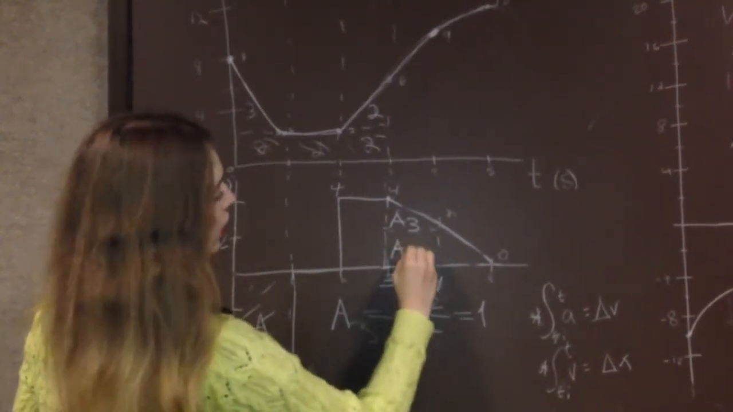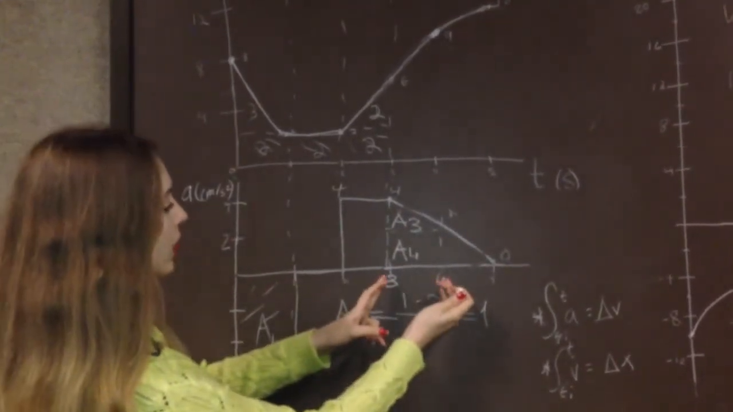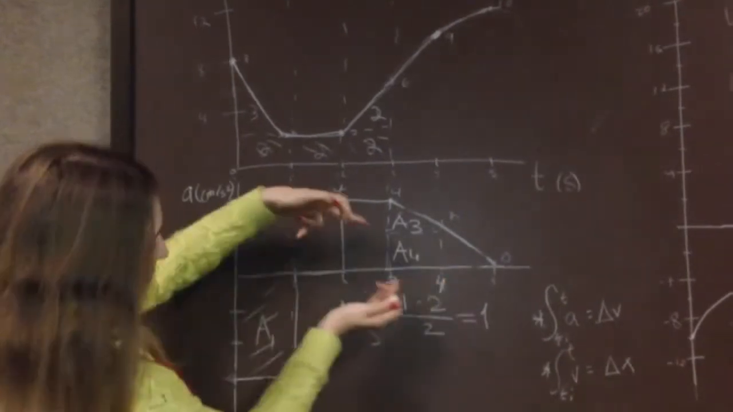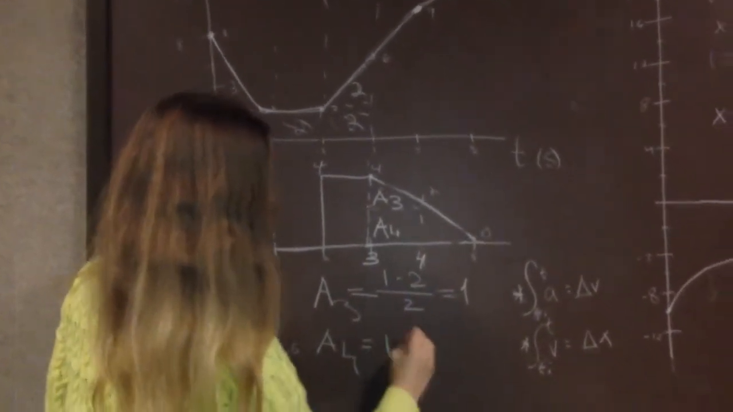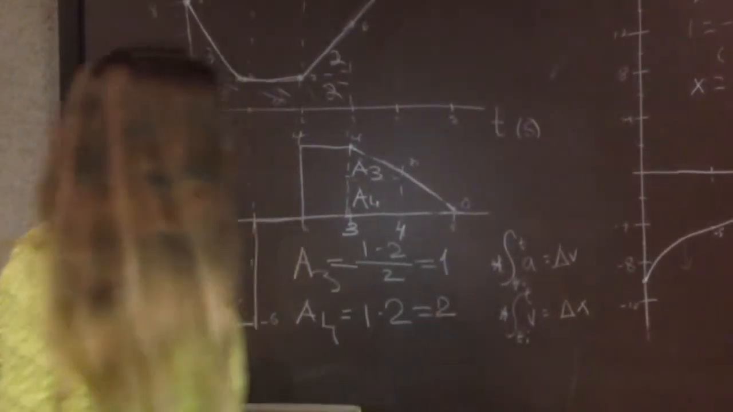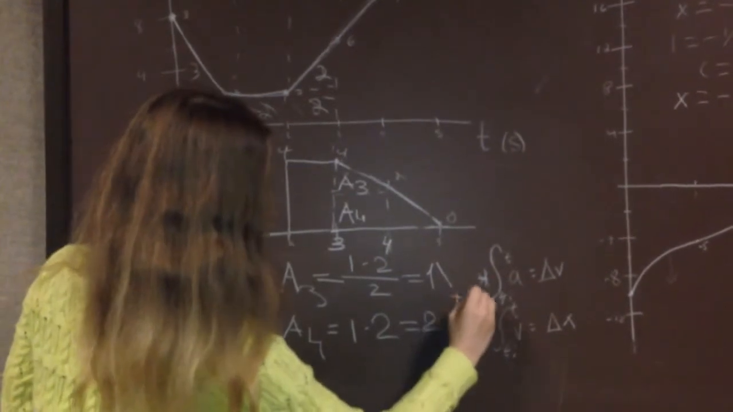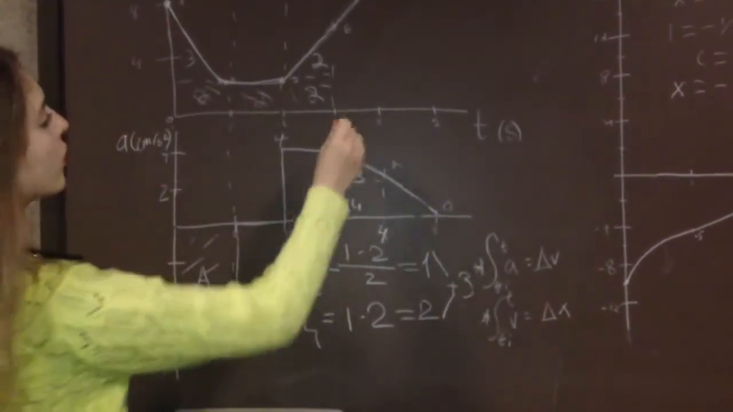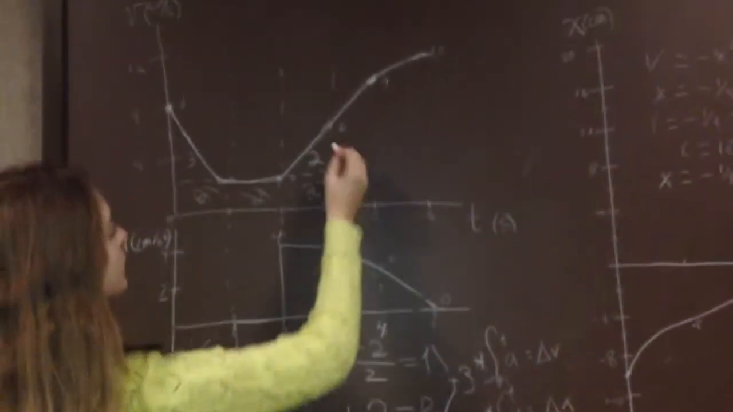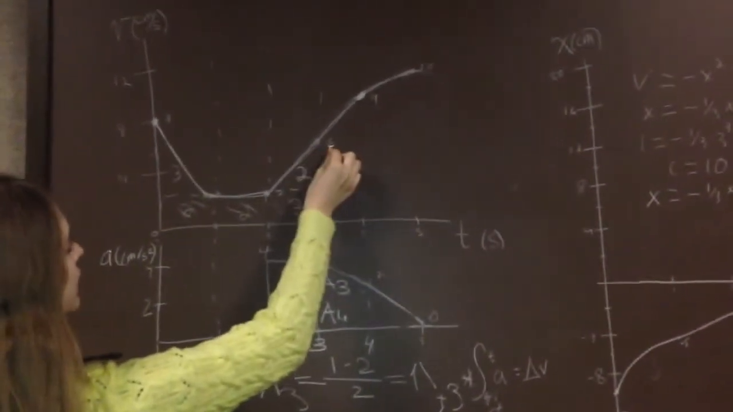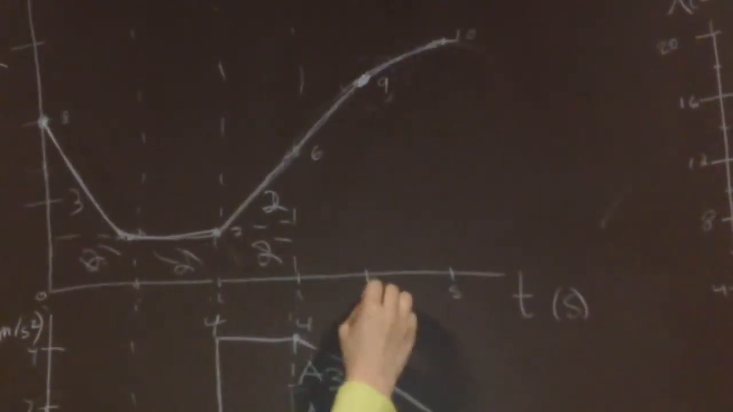Let's call this area area 4. The area of 4 is equal to 1 multiplied by 2, and it's equal to 1. So the overall area is going to be equal to 3. From second 3 to second 4, our velocity increased by 3. So we add 3 to 6 and we get 9. And this is our velocity at 4 seconds.